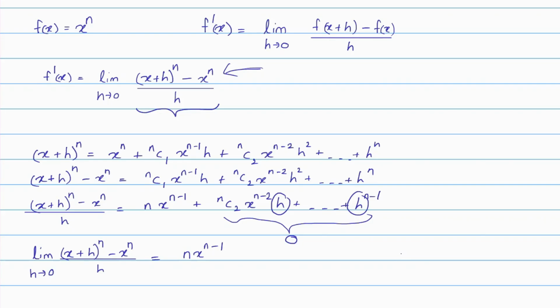So what we see here is, we know very well that if y is equal to x to the power n, the derivative of that is n x^(n minus 1). So this well-known result is exactly what we got through the first principles.